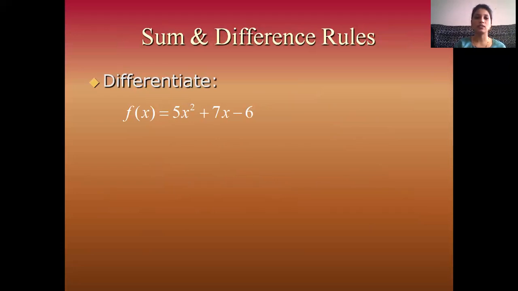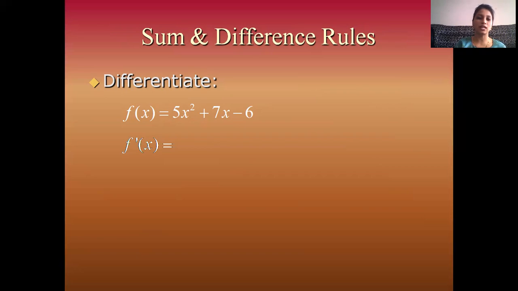First example, differentiate f of x is equal to 5x square plus 7x minus 6. Our first step is what? Apply derivative on both sides. So the derivative of f of x is f dash of x. Okay. Now apply the derivative on 5x square plus 7x minus 6 using the sum and difference rule.